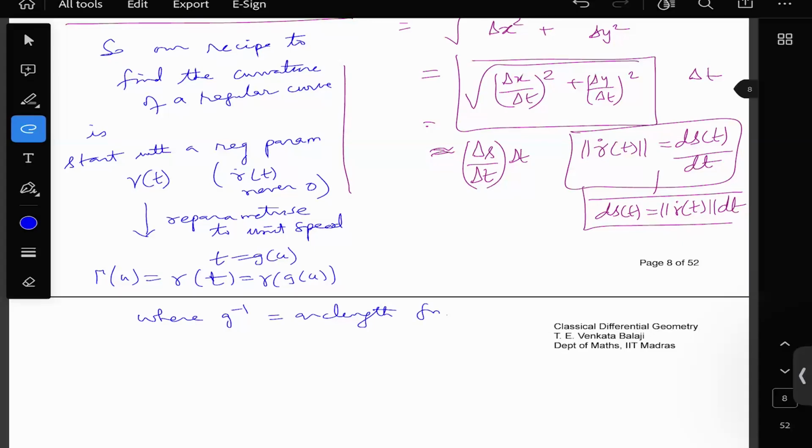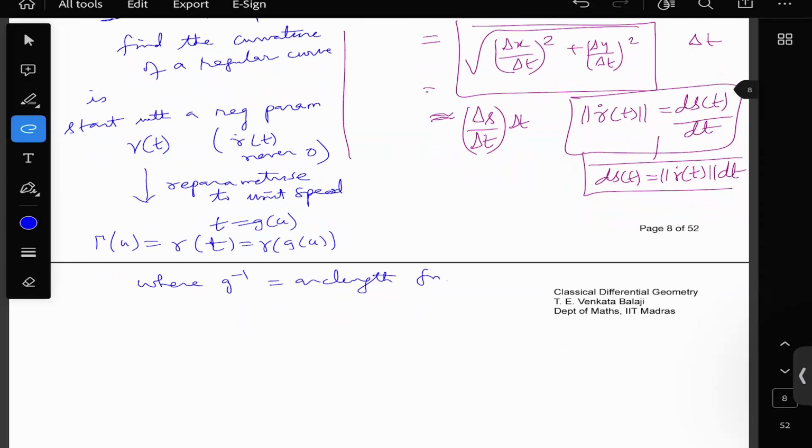Okay, and therefore, see, g inverse is, by the way, you see t is g of u, so g inverse of t will be u. Okay, so t is g of u, so g inverse of t will be u. And g inverse is the arc length function. It's a function of t. So I have to put t here. So let me do this carefully.